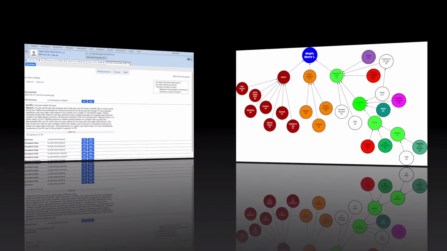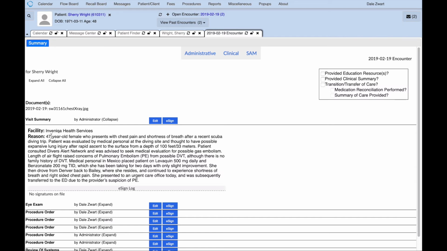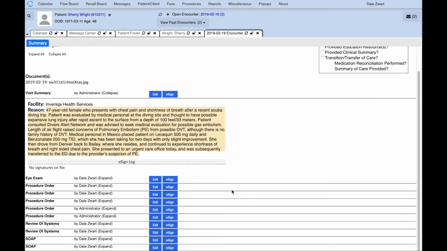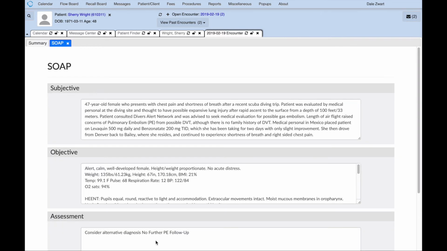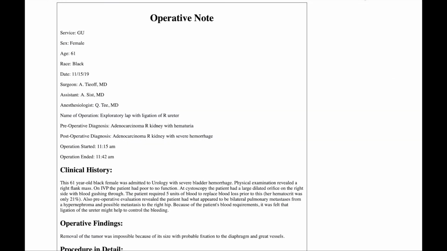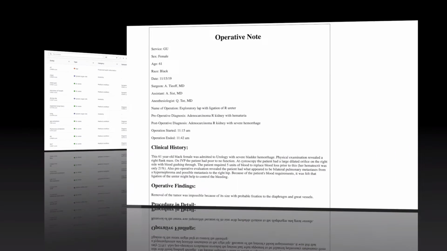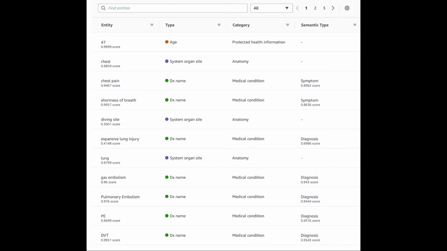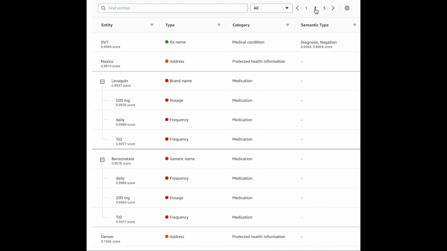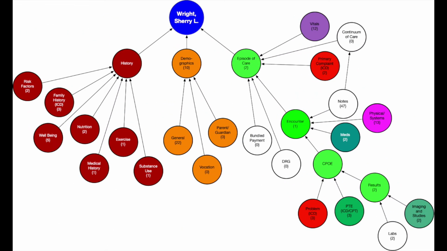Unstructured free text notes present the biggest challenge for information extraction systems. SAM addresses this problem by reading summary, SOAP, progressive, discharge, and operative notes and breaking down each into meaningful words and phrases. Each word or phrase is analyzed for its type and semantic meaning, resolution of pronouns and co-references, and its context to the caregiver.